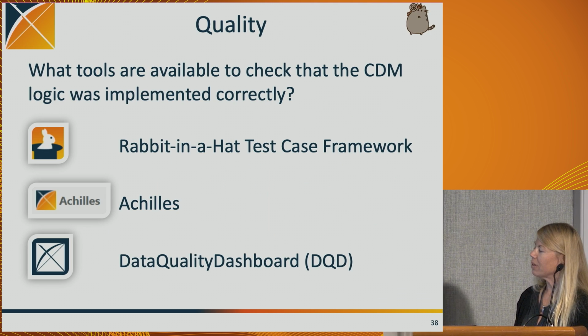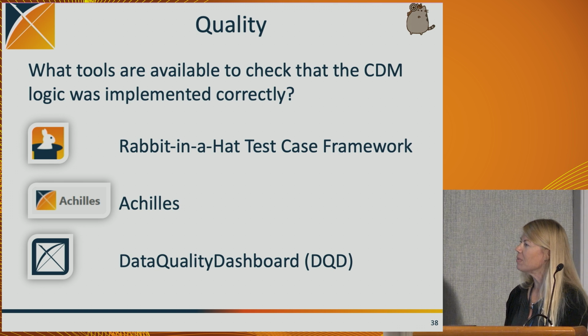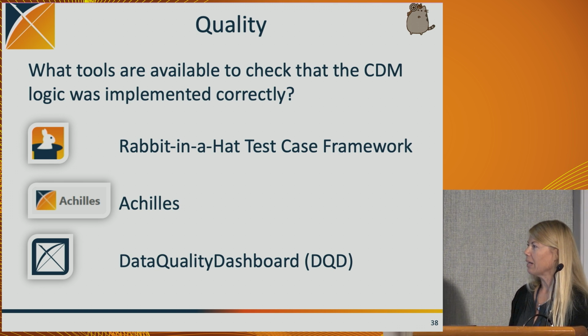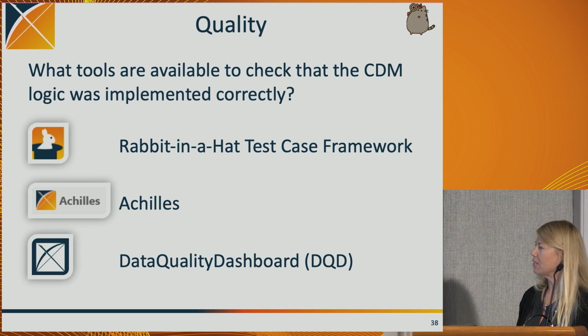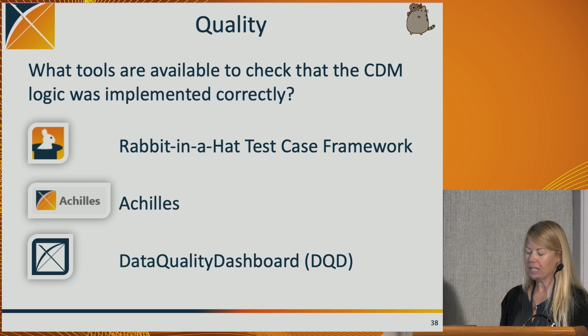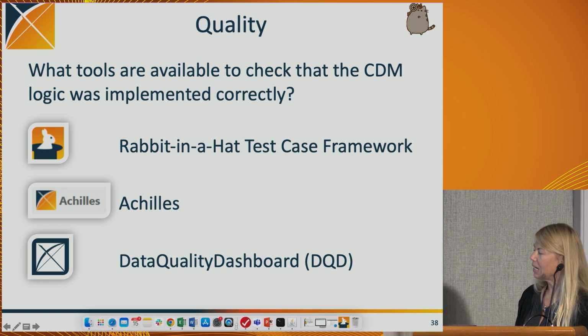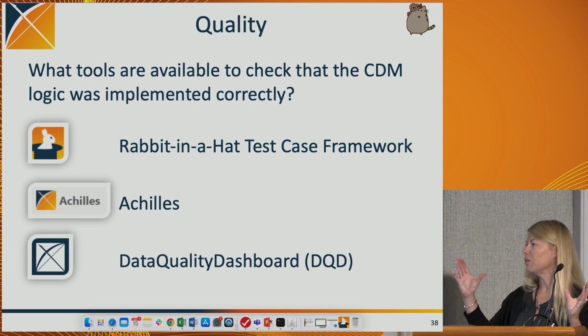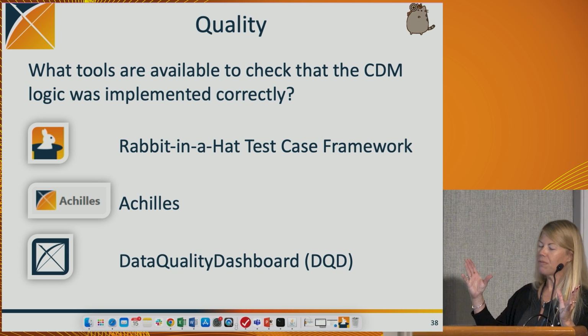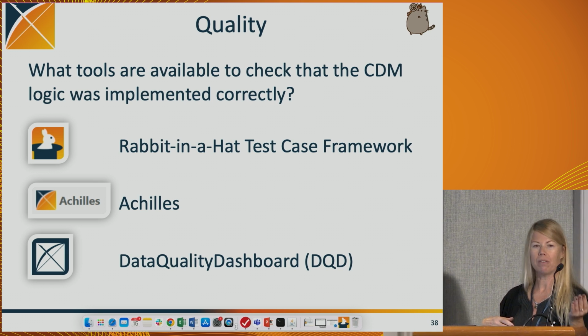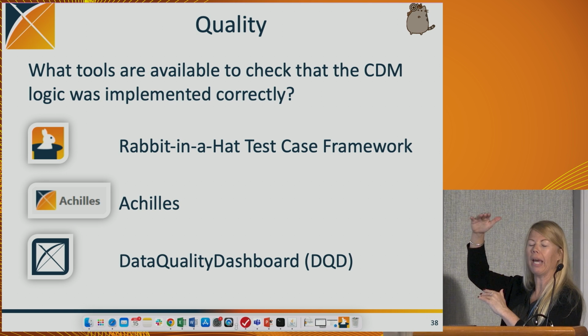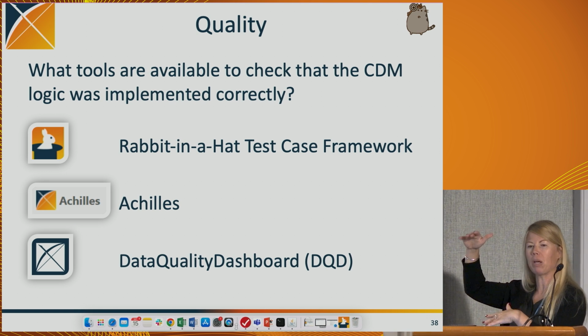So we have three different tools available out there on the OHDSI GitHub to help you with this. Rabbit in the Hat creates a test case framework for you. This is a set of unit tests using R. Achilles displays summarized statistics of your data. And so that's helpful to look at. It'll display for you just a graph of the ages. So if you have a pediatric data set and you see a large spike of people 80 or 85 years old, there might be something wrong with your ETL.